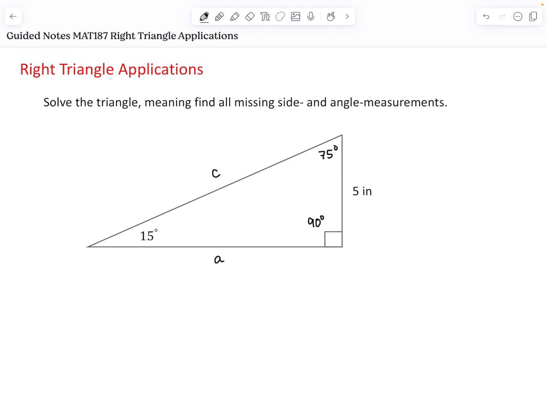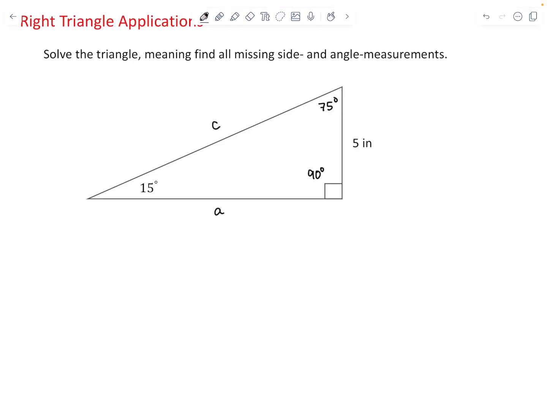So we're going to use technology and trigonometry to determine the values of A and C. And there are many ways to do this. I will show you several ways on this slide. Pick one of the two acute angles. I'll focus on the 15 degrees. Pick two sides. One is unknown and one is known. So we can pick side C and side 5 inches. Relative to 15 degrees, 5 inches is the opposite. And of course, C is the hypotenuse.